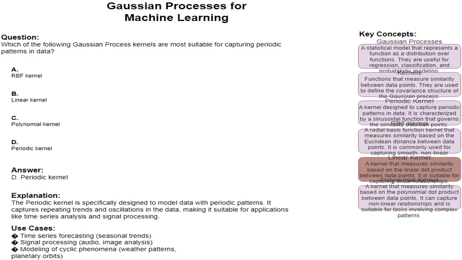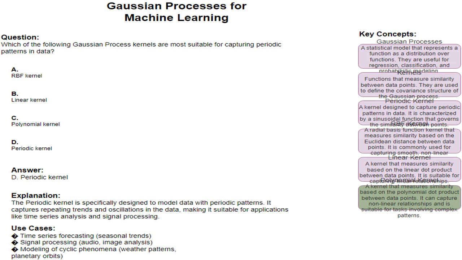If you are trying to predict a student's grade based on their scores on different tests, a linear kernel could be used to capture the linear relationship between test scores and the final grade. A polynomial kernel measures similarity based on the polynomial dot product between data points. It can capture nonlinear relationships and is suitable for tasks involving complex patterns.